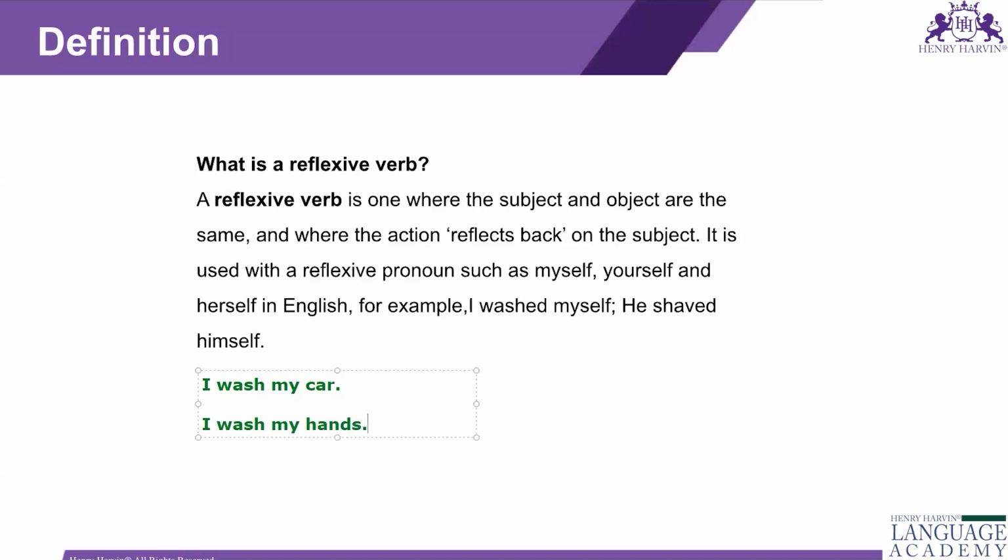I wash my hands. Same thing. Who is washing? I. What is being washed? My hands. I am receiving that as well. The action I am doing and I am also receiving the action. When the action is being done and received by the same person, in those situations we use reflexive verbs.